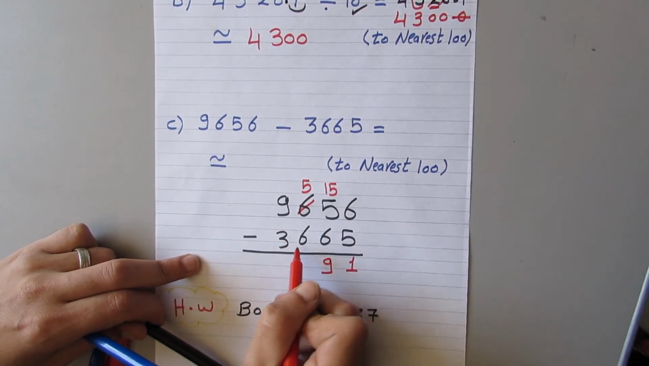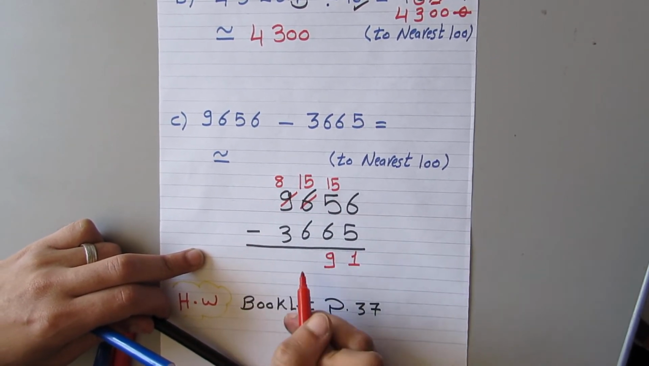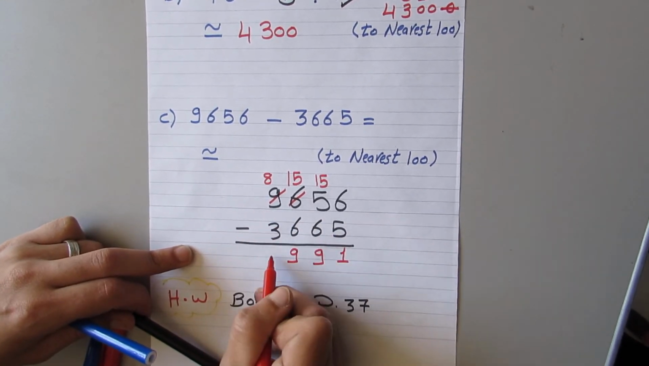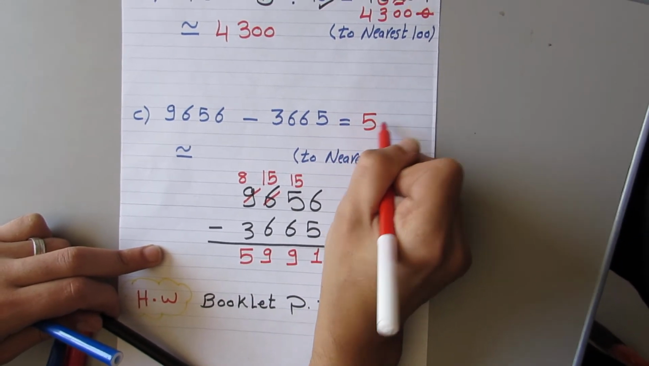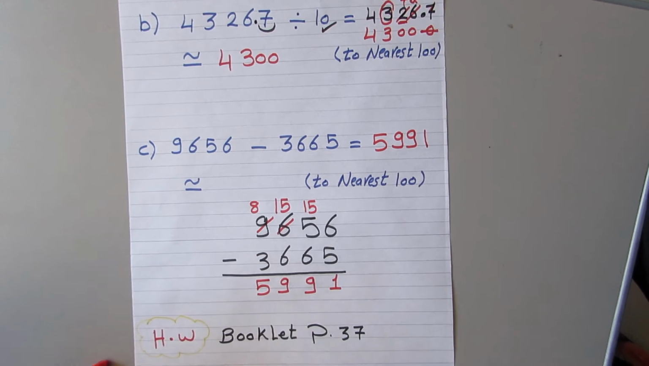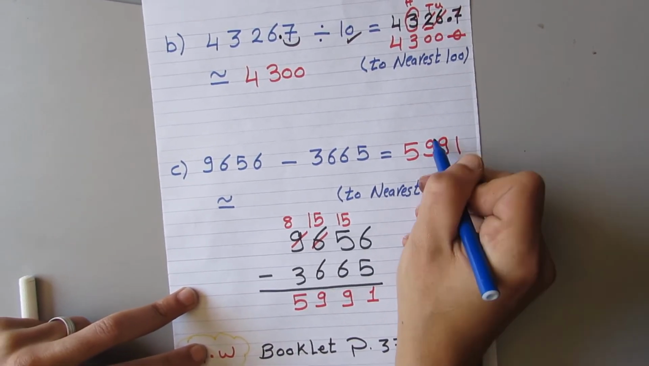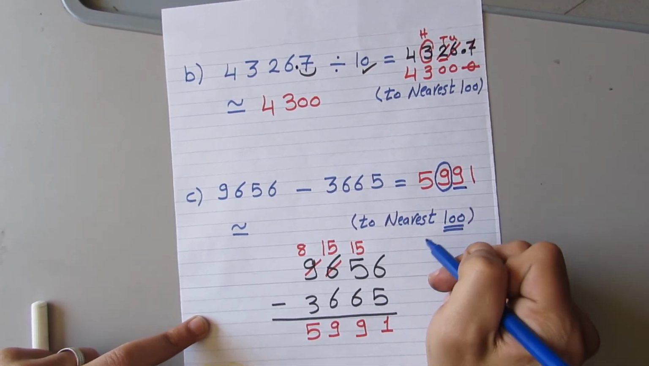5 minus 6 can't be, so we're gonna borrow, this number gonna be 8, and this number is 15. 15 minus 6, the answer will also be 9. 8 minus 3, the answer will be 5. So our answer is 5,991. We want to approximate to the nearest hundred, so we have to circle the digit which represents the hundred, which is 9, and underline the following digit.